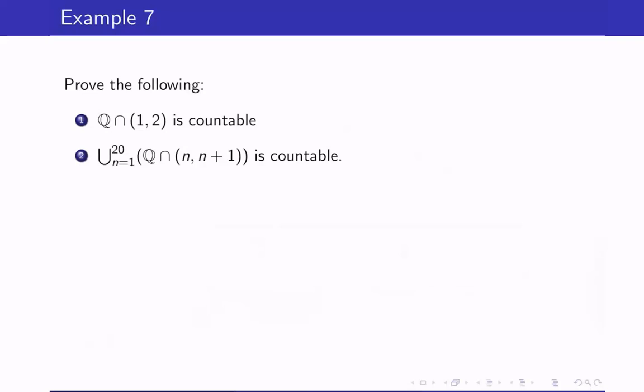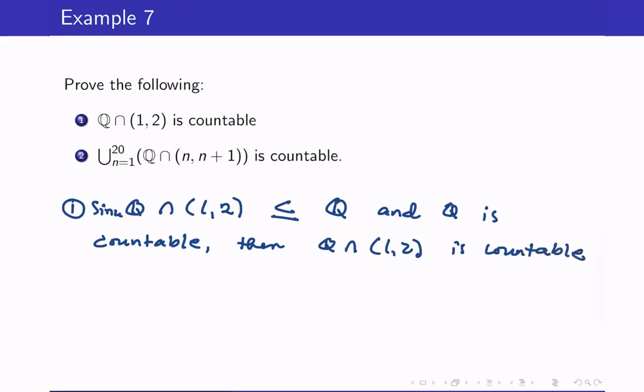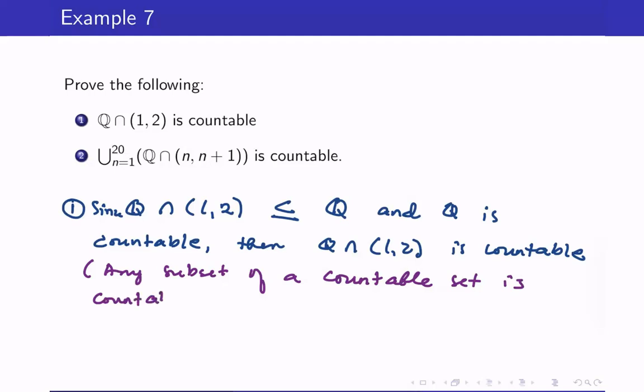Next, let us prove the following. First, the set of rationals intersection with the open interval 1, 2 is countable. Why is this one countable? Since this is the intersection, Q intersection (1, 2) is a subset of Q, which is known to be countable, right? And Q is countable, then Q intersection (1, 2) is also countable. And why is that true? Any subset of a countable set is countable.